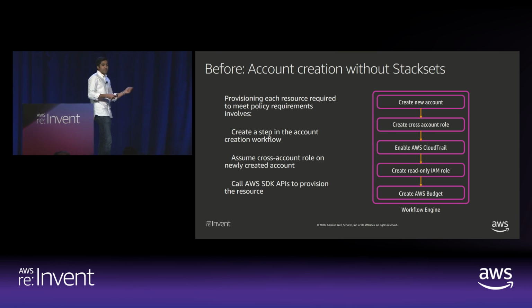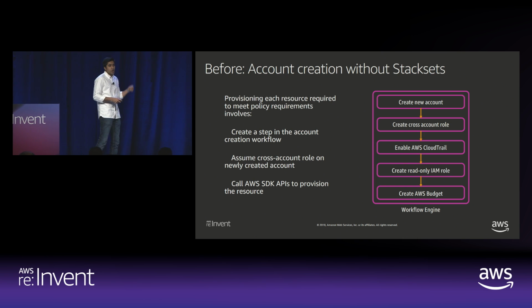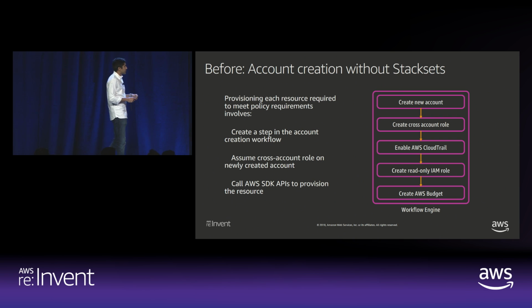So previously, before using AWS CloudFormation stack sets, we modeled our account creation process as a sequence of steps in a workflow. Each step in the workflow was configured to basically create a single AWS resource. Here, we have a simplified subsection of our actual account creation graph. We have steps in there to create the cross-account administrator role, to enable AWS CloudTrail, and to create AWS budgets. Keeping in mind that this is just a simplified subsection of our account creation graph.